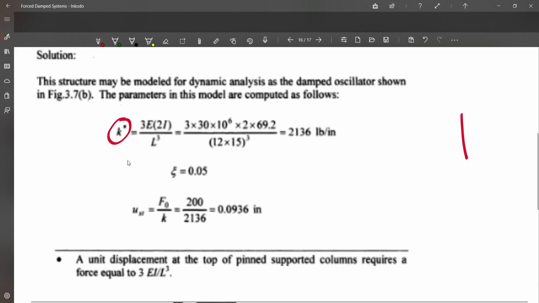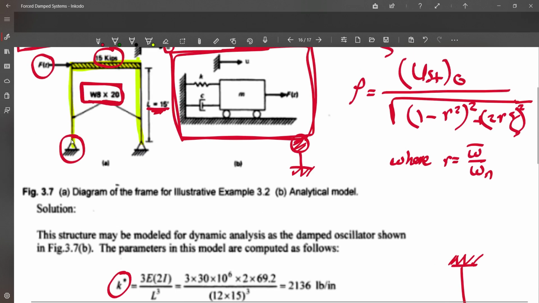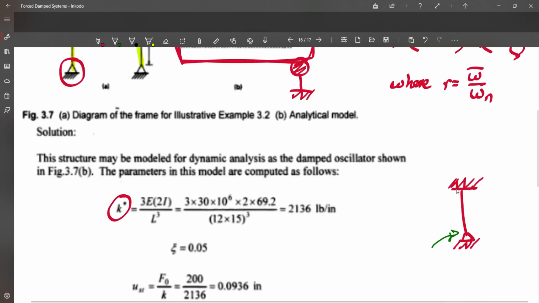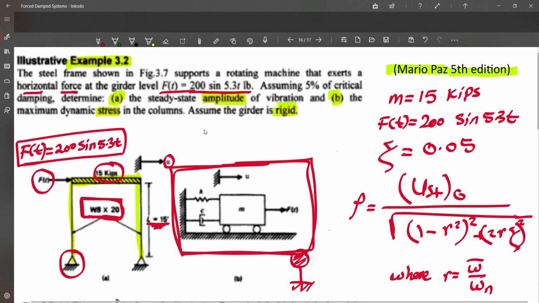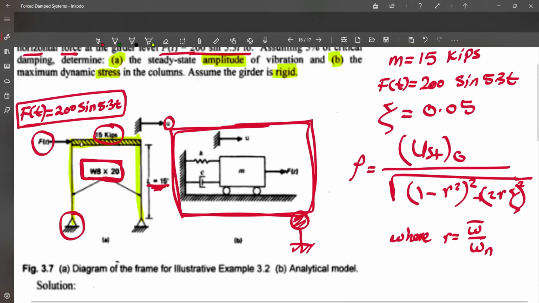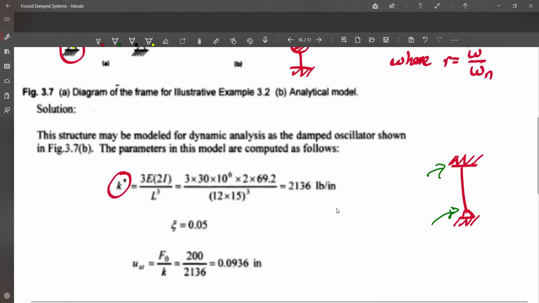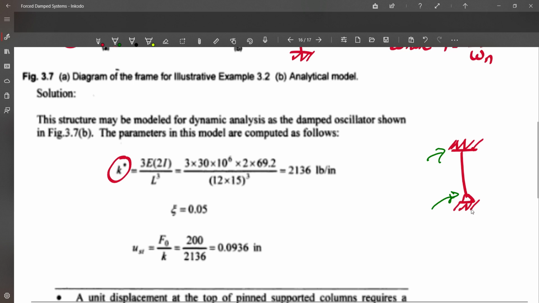Our system can be modeled like this: hinged here, fixed here. Why? Because this is already given in the example. Look here, it is hinged, and at the top it is fixed, because there is a keyword given in the example, which is assume the girder is rigid. This means that the girder has a large stiffness compared to the column stiffness. So we are going to assume it as fixed-hinged, as here.